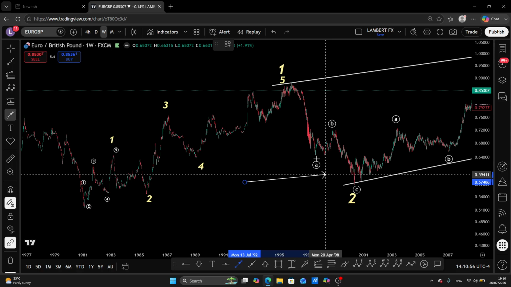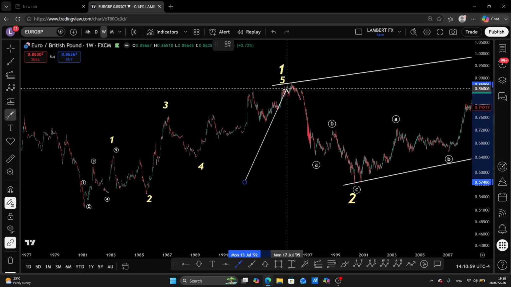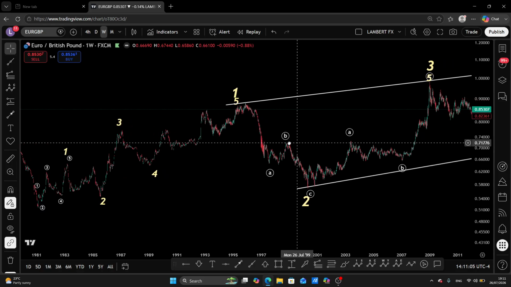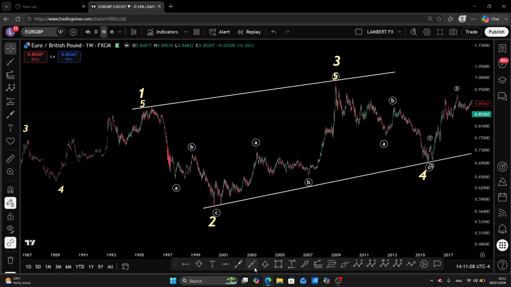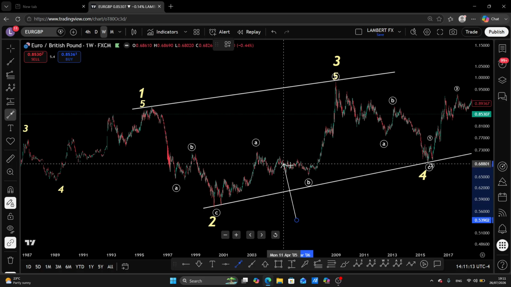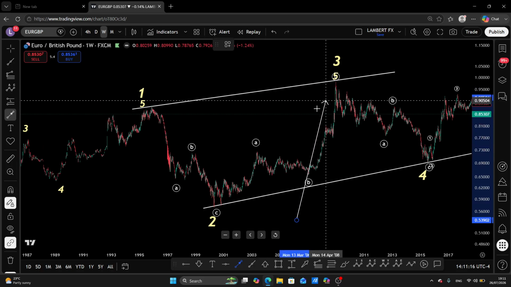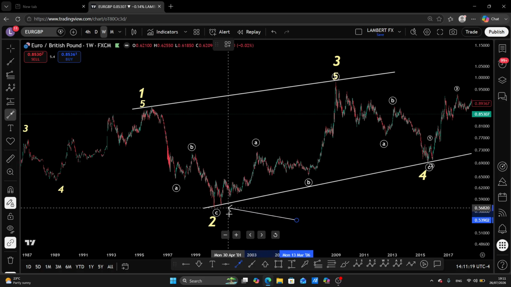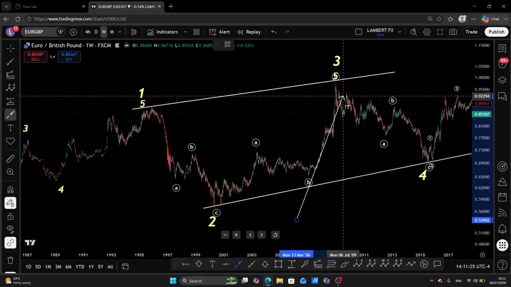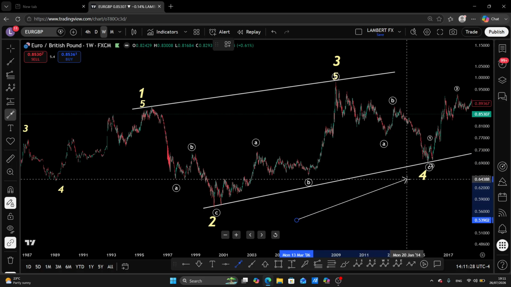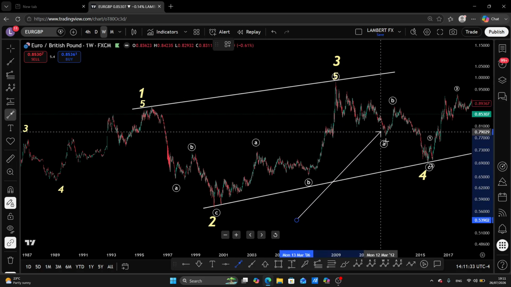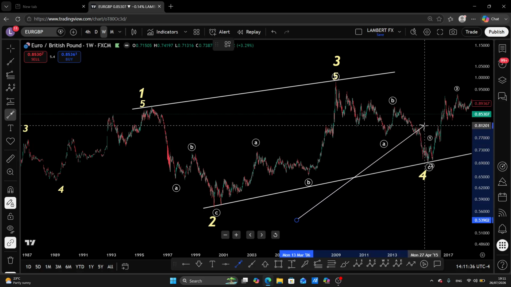For 1, and then we had a correction here in a zigzag, 5-3-5, for 2. Then we continued pushing up in a zigzag corrective pattern. So we had a 2 here, a 3 here, and a 4 here. If you take a look, we're having A, B, C, A, B, C. So they're all corrective waves.